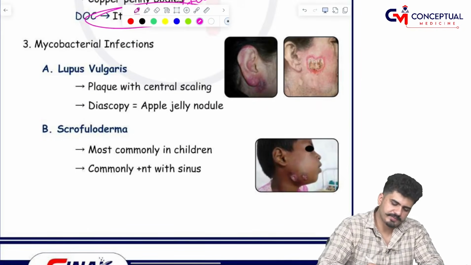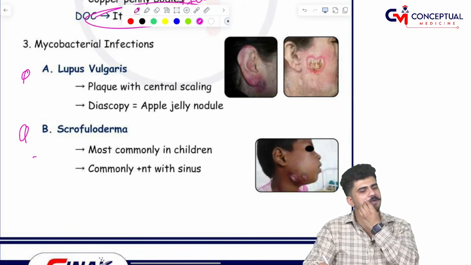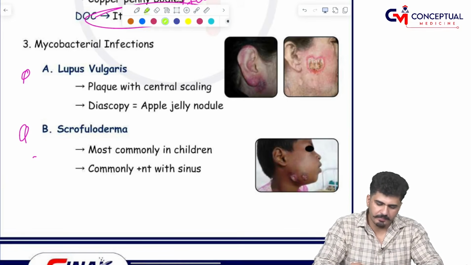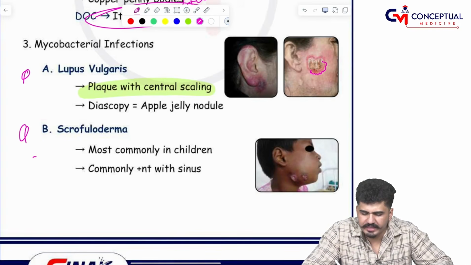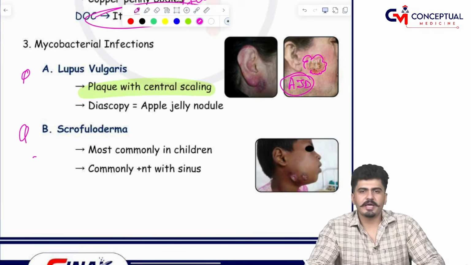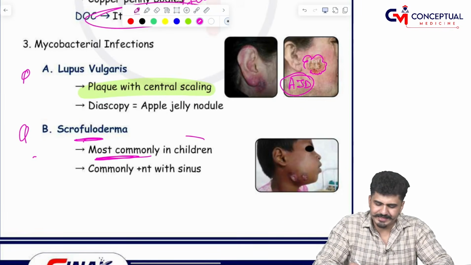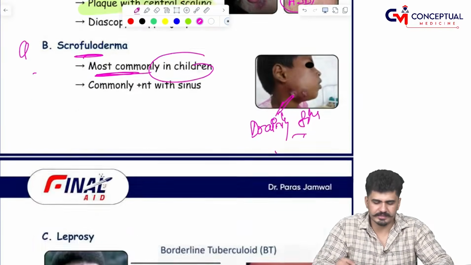In mycobacterial infection, two types of skin infection you have to remember: one is lupus vulgaris, another is scrofuloderma. In lupus vulgaris, you are going to see a plaque with central scarring and inflammation on the side. On diascopy, you are going to see the apple jelly nodule. Then scrofuloderma, most commonly seen in children, with a draining sinus.